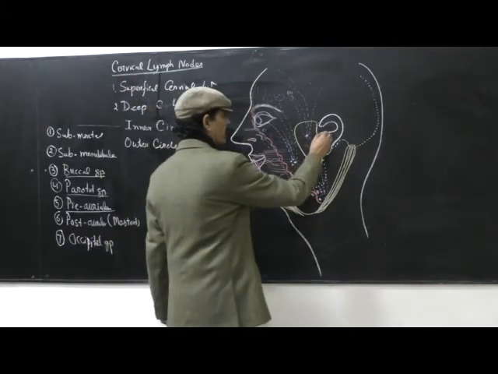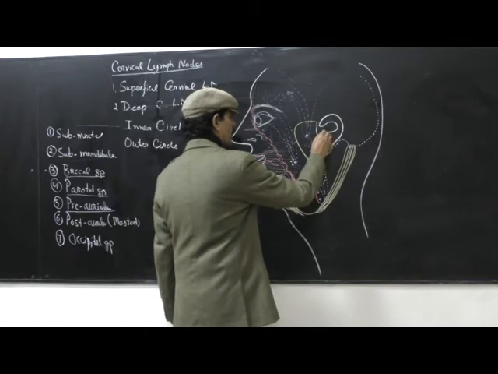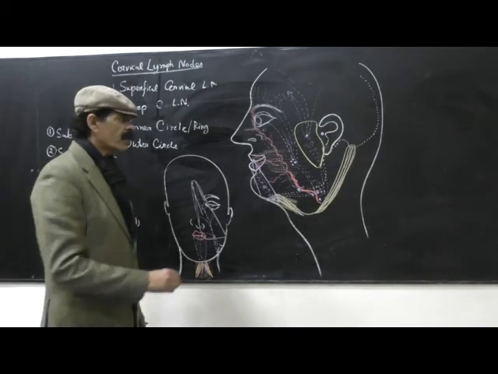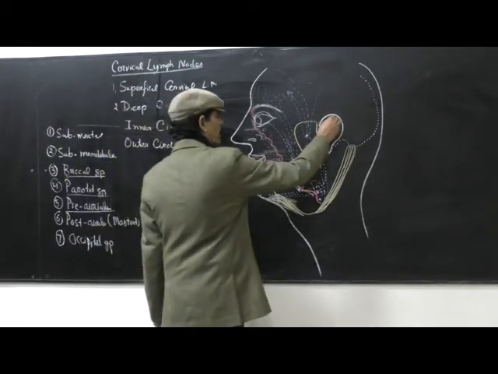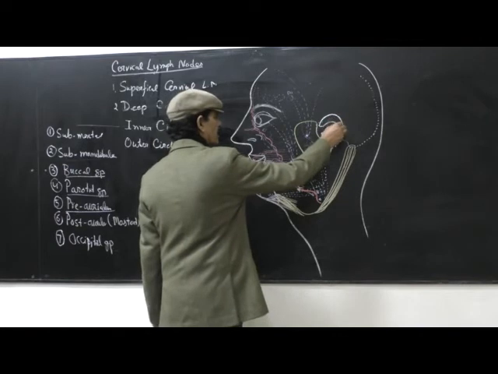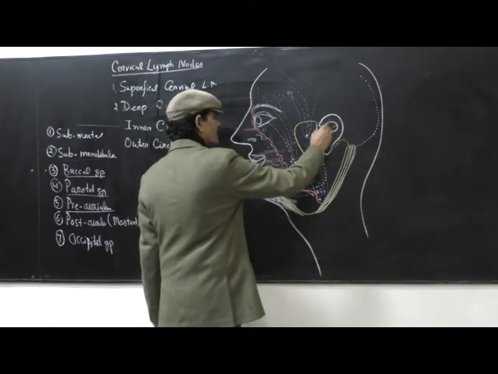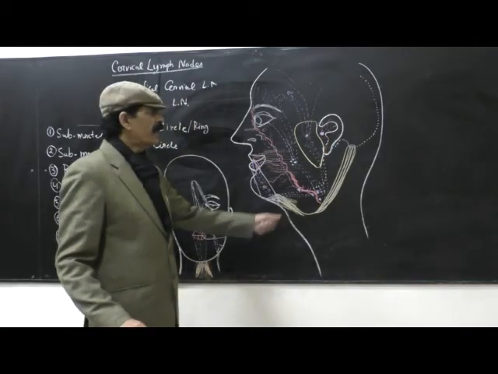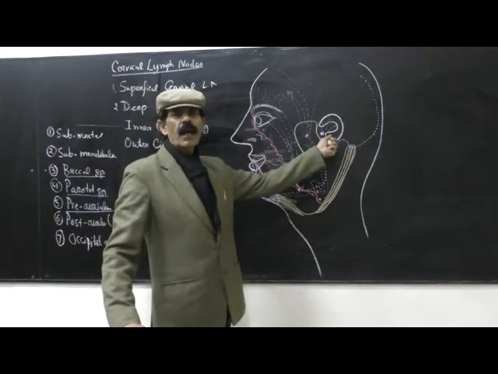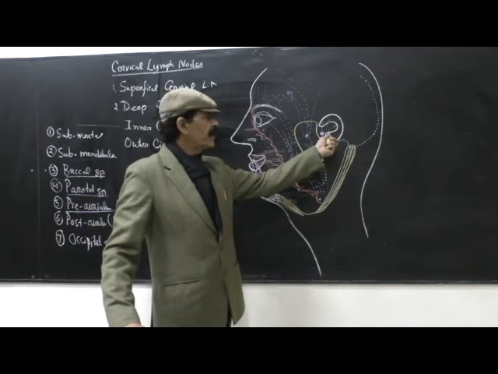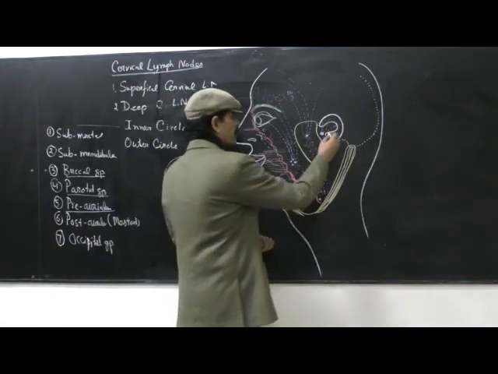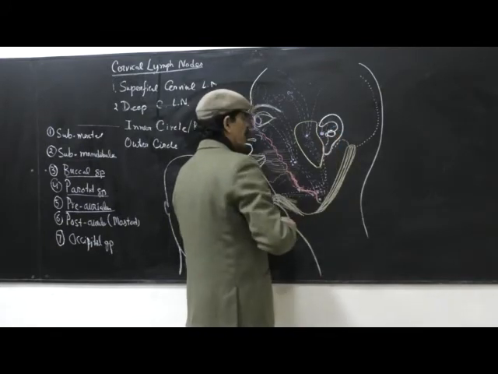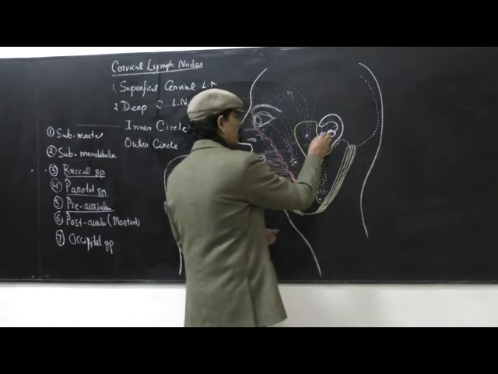So this lymph node lies in front of the tragus of the ear. The afferent of this lymph node, the pre-auricular, is from the upper part of the outer surface of the skin of the ear, plus the anterior wall of the auditory canal. The anterior wall of the auditory canal, that is the external acoustic meatus present here. So from its anterior wall, the afferents go to the pre-auricular lymph nodes.